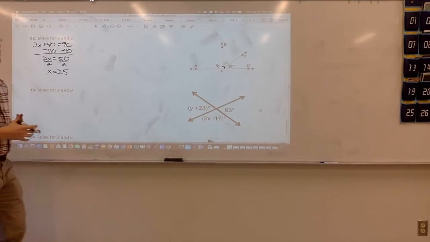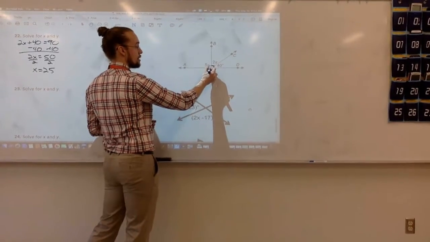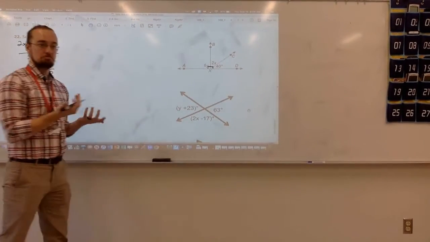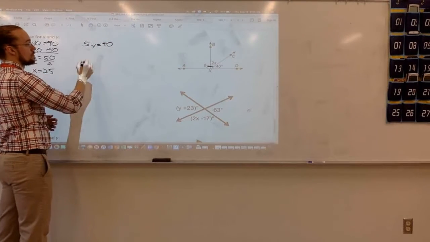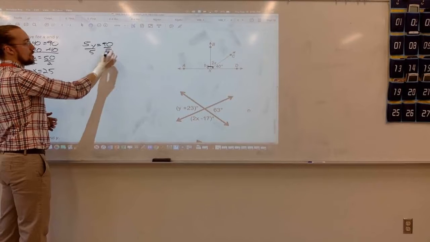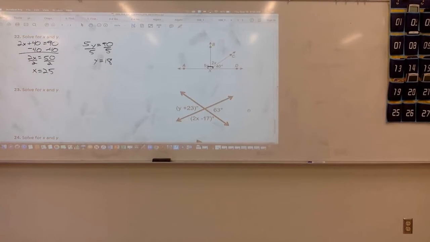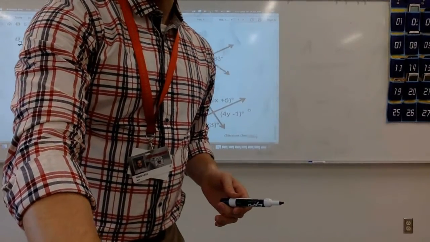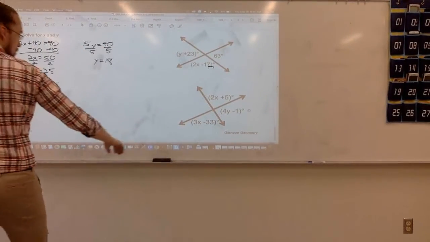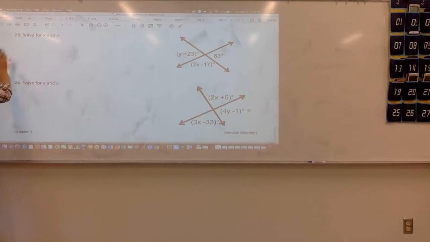Then to solve for y, well, if this is a right angle over here, that means this also has to be a right angle over here. So I can just say 5y equals 90, divide by 5, we get y equals 18. The next one, I'm going to use both vertical angles and linear pair.